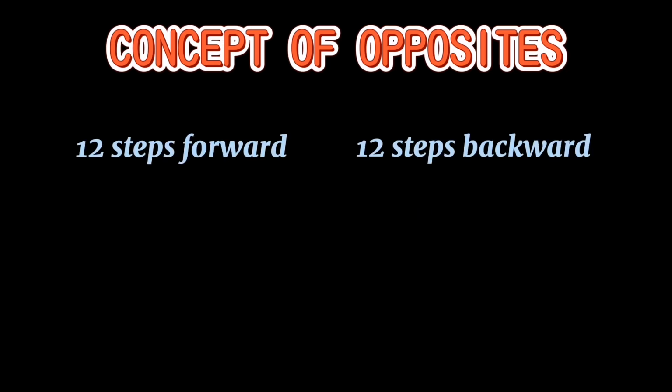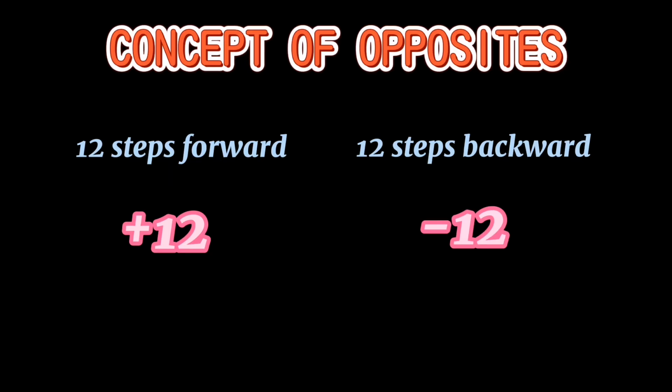Now how about taking 12 steps forward and 12 steps backward? Which one is +12 and which one is -12? You're doing great. Forward is usually associated with progress or improvement, and that is the one represented by +12, and backward, on the other hand, is associated with regression, so that must be a negative or -12.